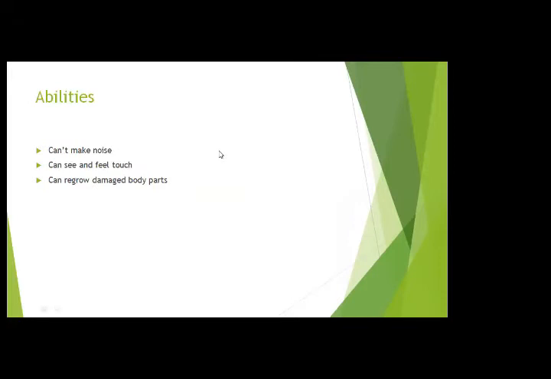What are their abilities? I mean, what can they do? Earthworms can't make any noise. They can see and feel touch. I mean, if there is any light, they can see it very easily. And they feel touch. If something touches them, they can feel the touch of anything.